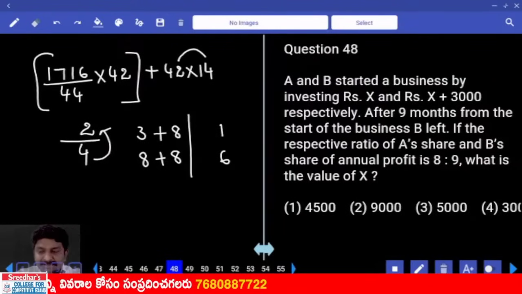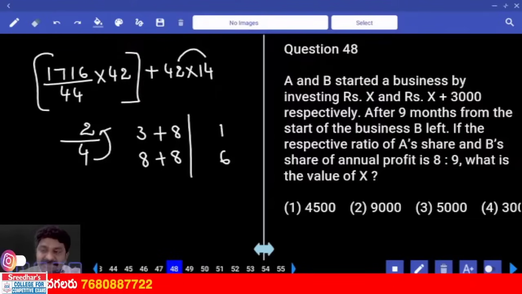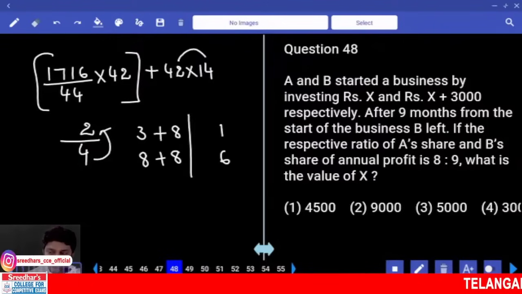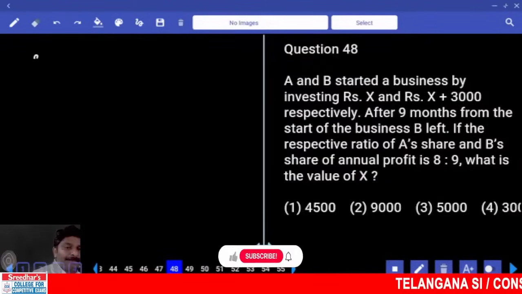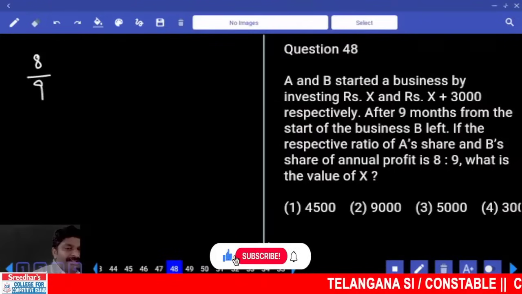A and B started a business by investing X and X plus 3000 respectively. After 9 months from the start of the business, B left. If the respective ratio of A share and B share of annual profit is 8:9, what is the value of X? Their profit sharing ratio is 8:9.